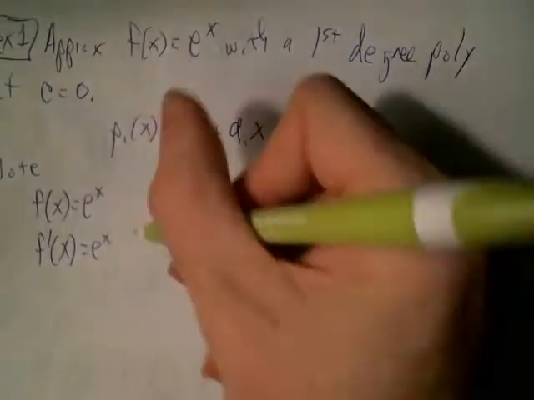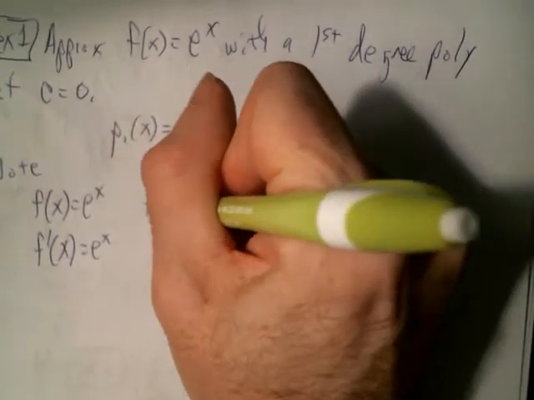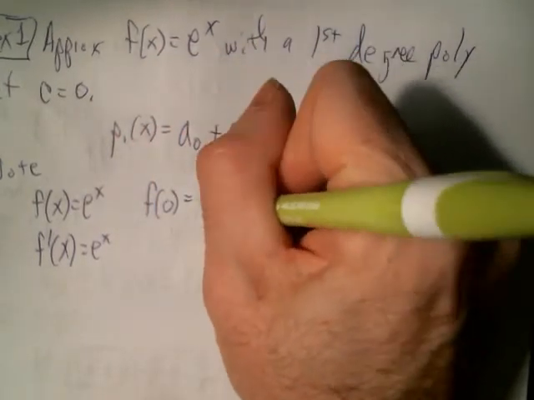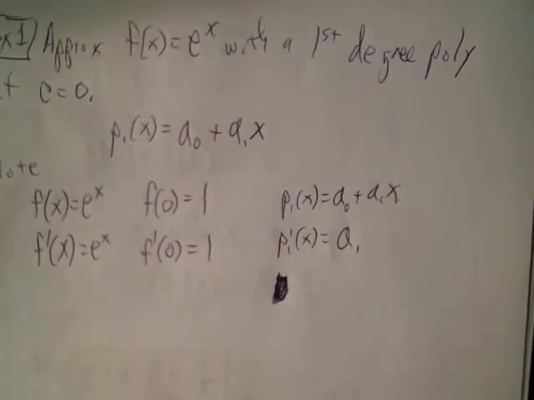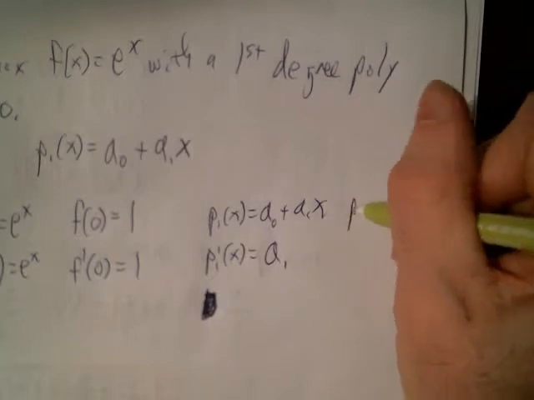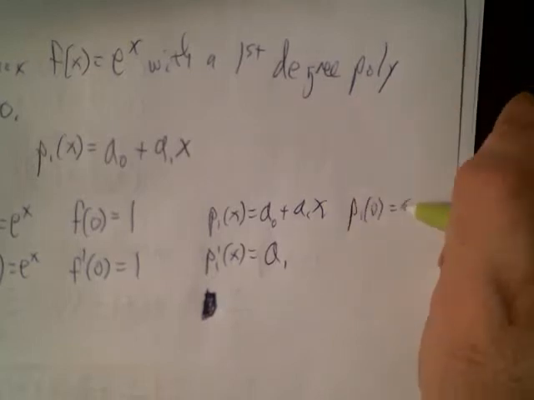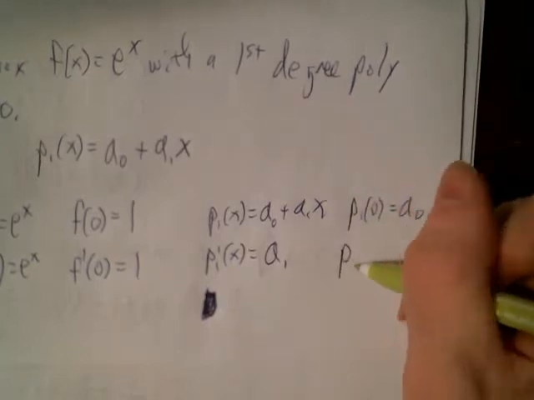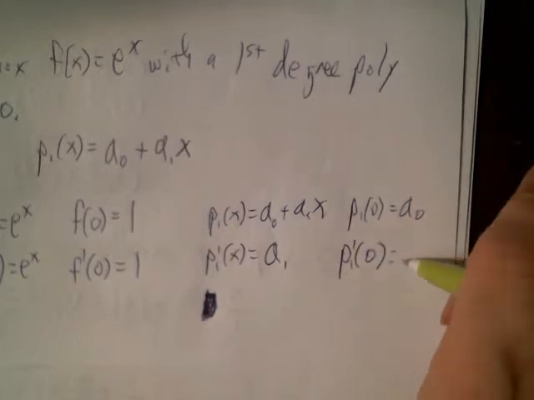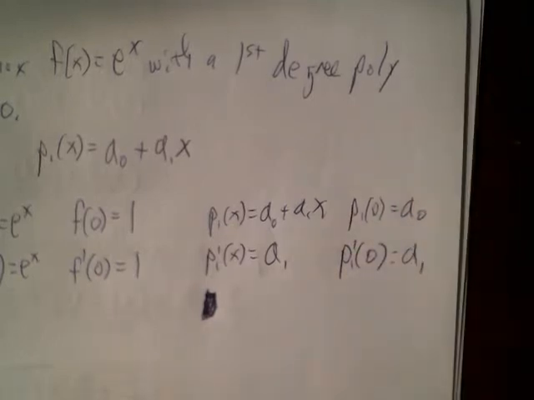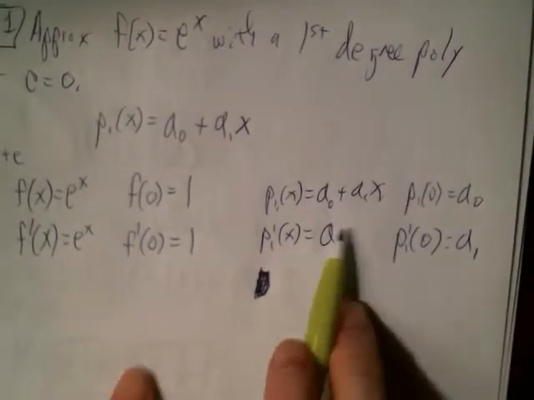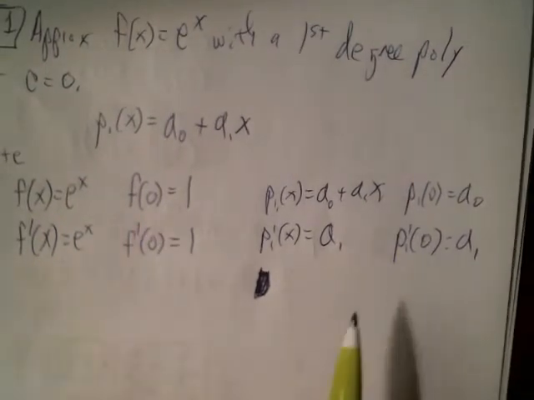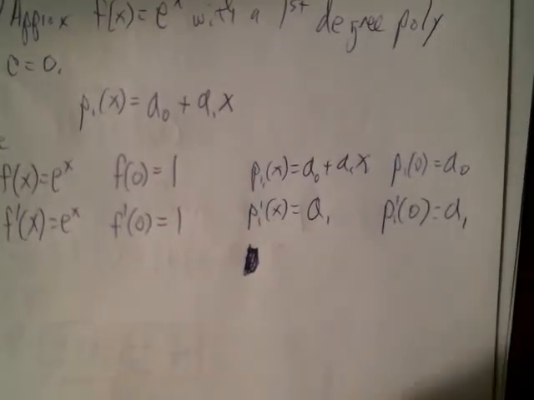And then I have to evaluate these at the center. So f of 0 is e to the 0, which is 1. f prime of 0 is e to the 0, which is 1. Over here, p1 of 0 is going to be a sub 0, and then p1 prime of 0 is going to be a sub 1. Just plugging 0 into the corresponding equation.